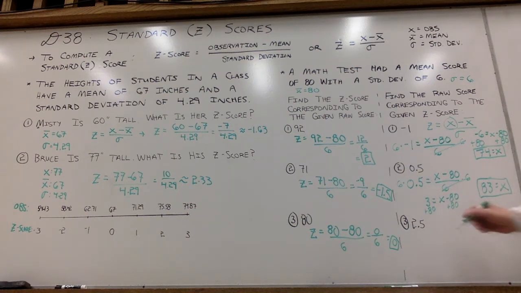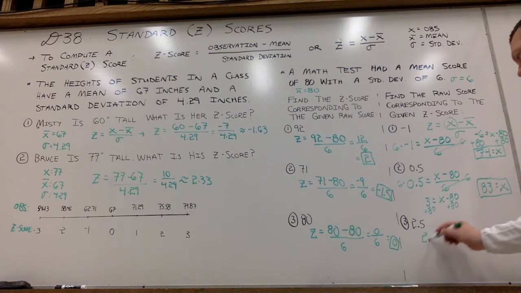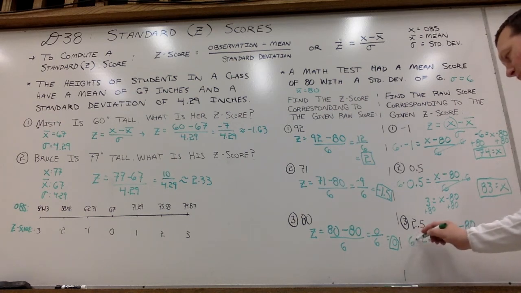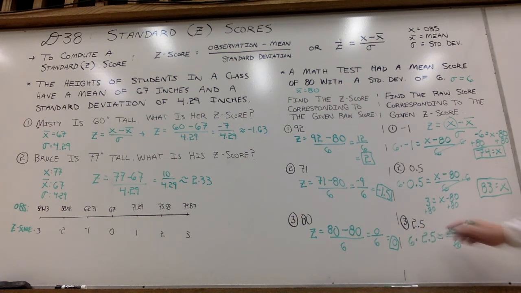Okay, positive 2.5 z-score. So again, I'm 2.5 standard deviations above the mean, so that should be an above average score, so above 80. So I'll say z, 2.5, is equal to my observation minus mean of 80 divided by standard deviation of 6. Get rid of your fraction bar. Are we having fun yet? Undo dividing with multiplying both sides by 6. 6 times 2.5 would be 15.